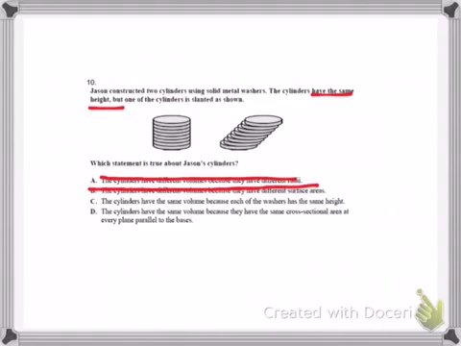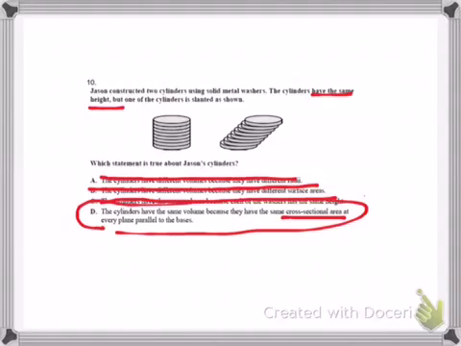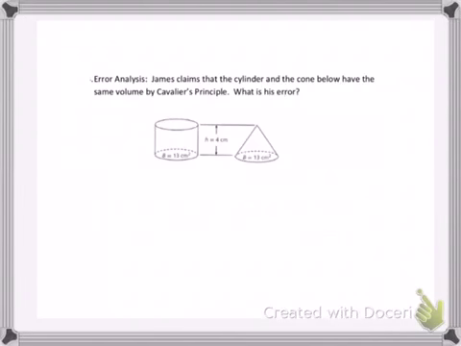They have the same volume because each washer has the same height. We already know they have the same height. The cylinders have the same volume because they have the same cross-sectional areas. And that's what you're looking for. So the answer for this one is D. You work this one. What is the error?